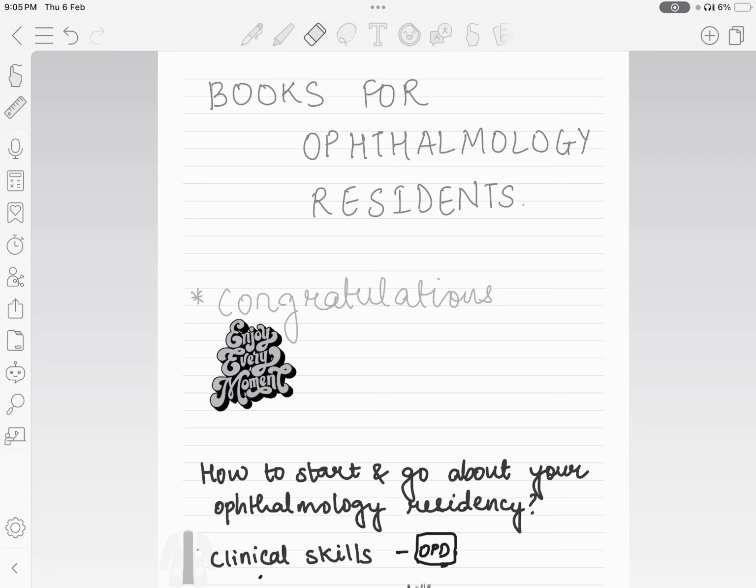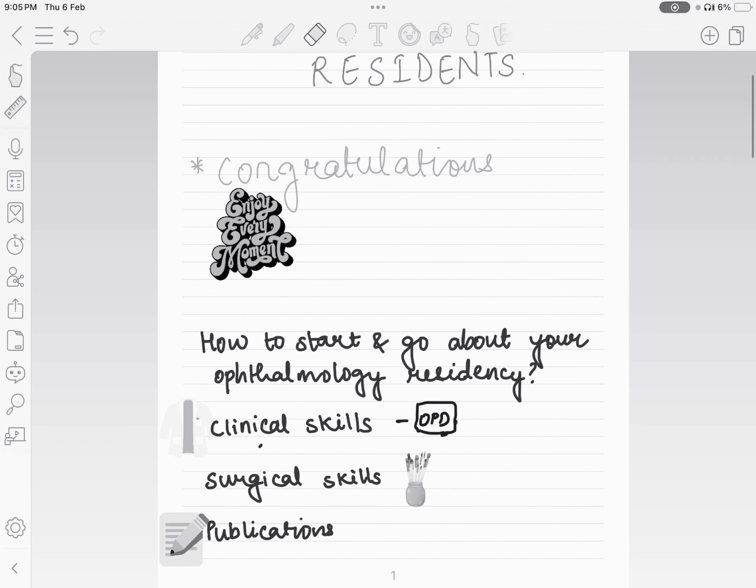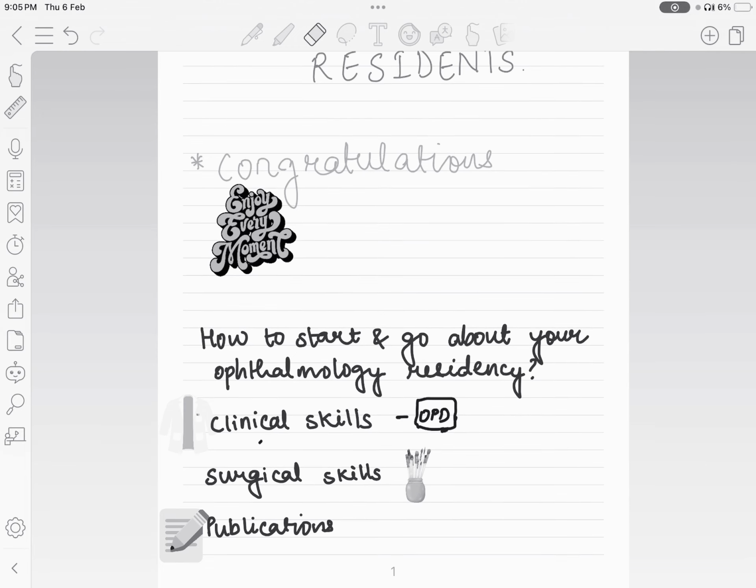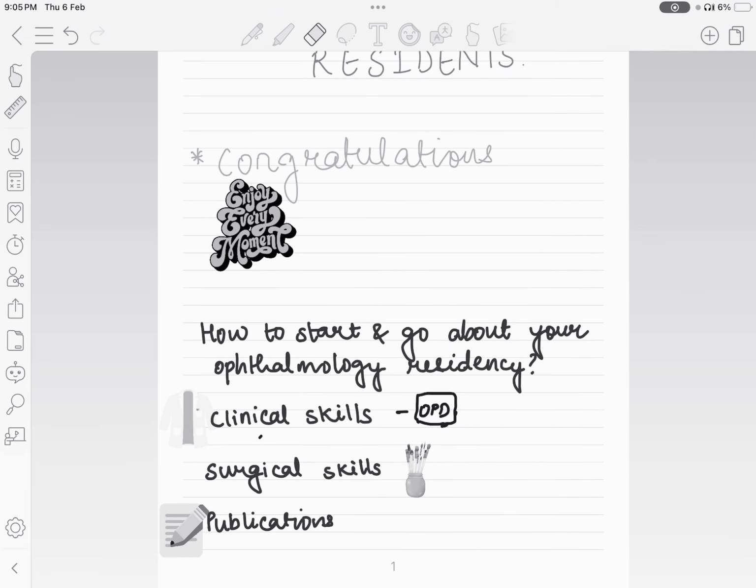We'll just discuss a few aims that you need to have throughout your ophthalmology residency, and I hope these points make your journey a little bit easier and a little bit more focused. So the three important aims that you need to have in your ophthalmology residency are to hone your clinical skills, your surgical skills, and make sure you have publications.